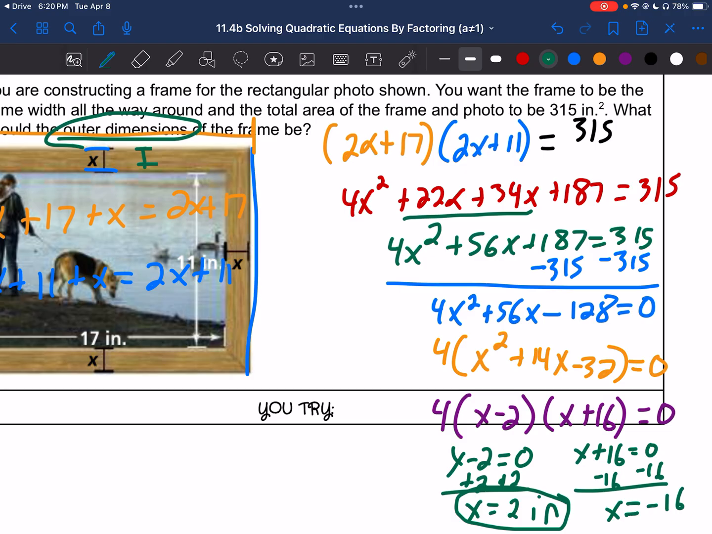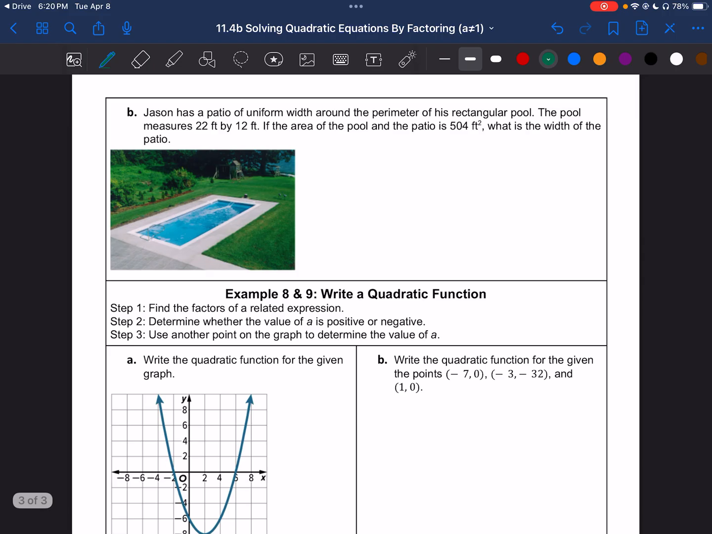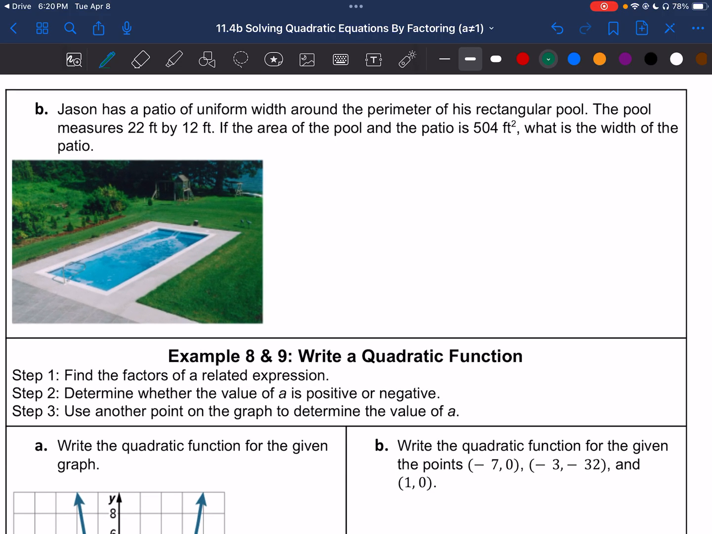All right. You try problem. Letter B, Jason has a patio with a uniform width around the perimeter of his rectangular pool. The pool measures 22 feet by 12 feet. If the area of the pool and the patio is 504 square feet, what is the width of the patio?